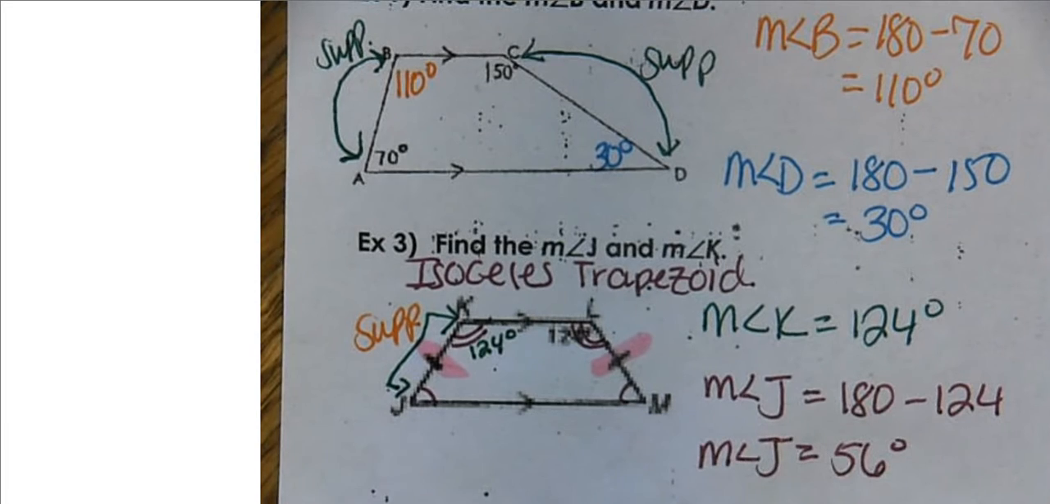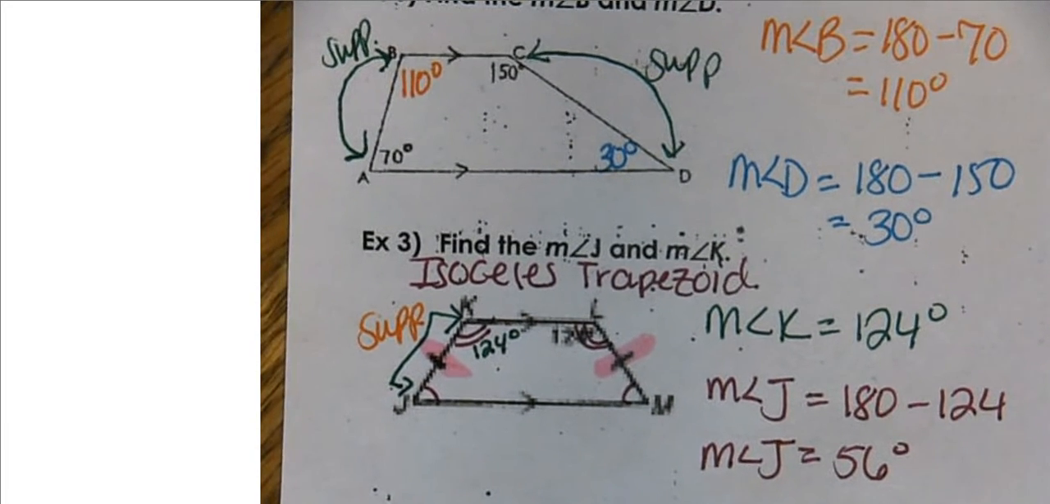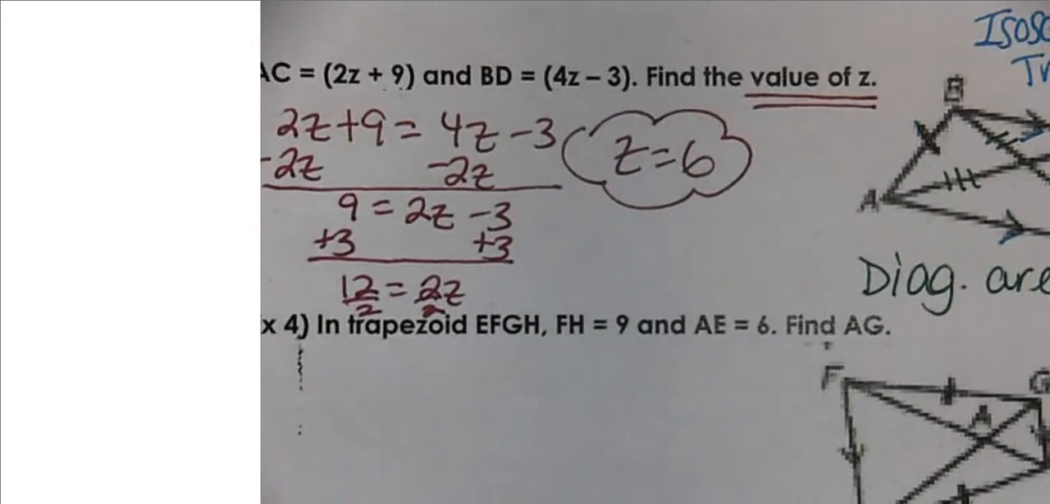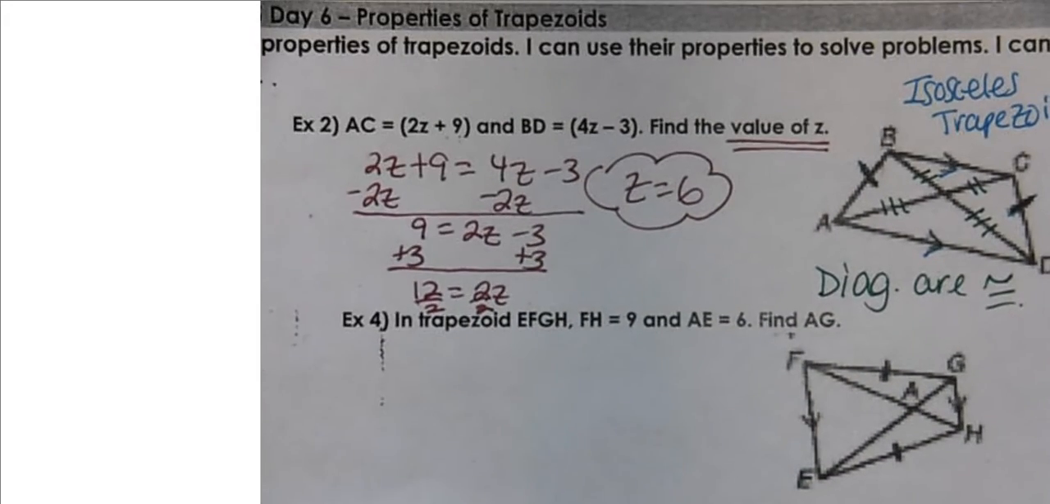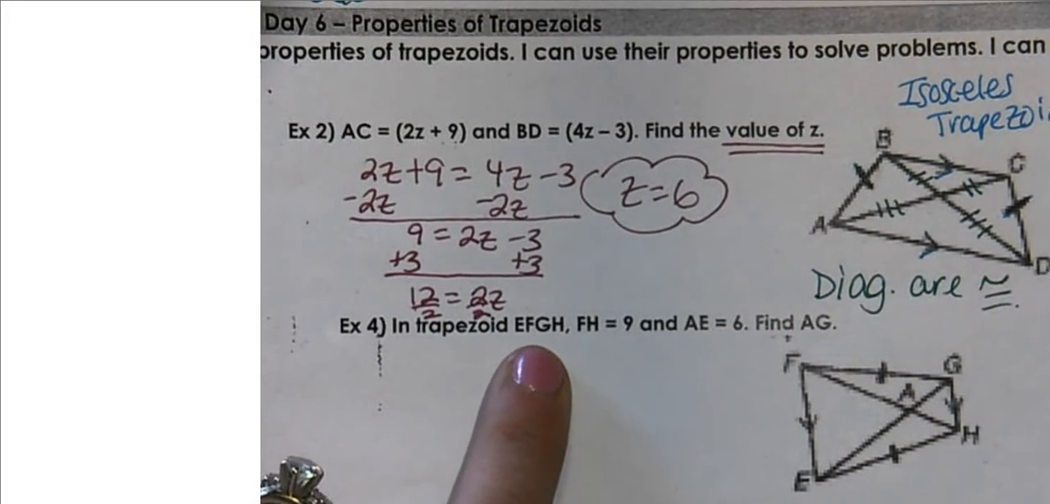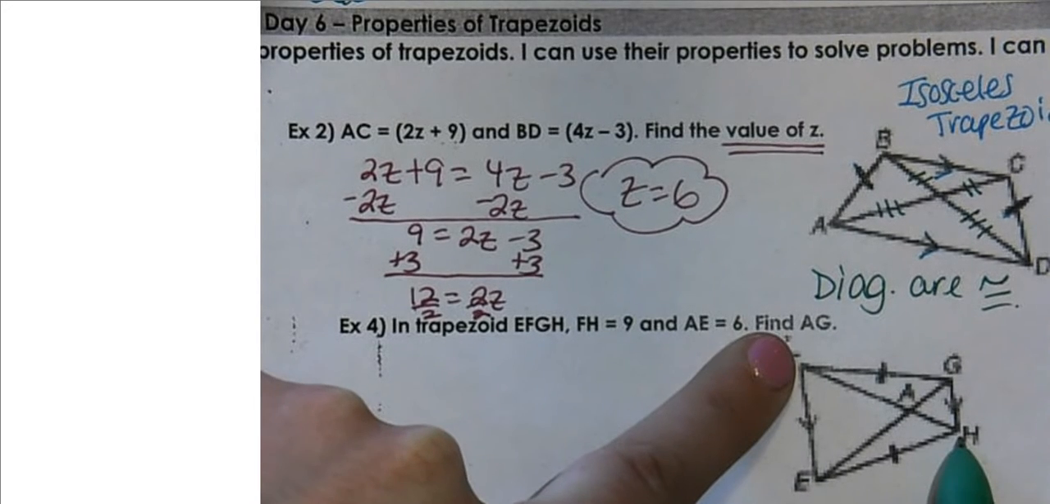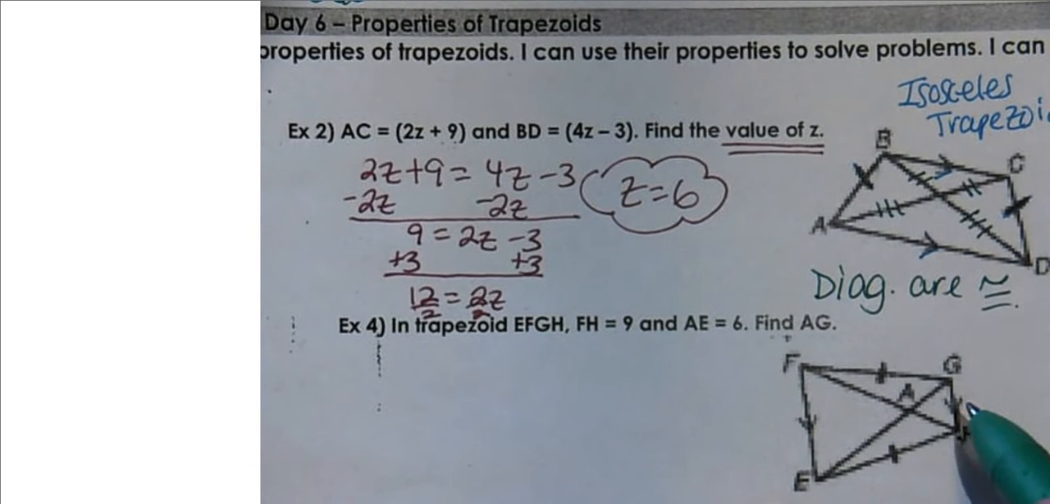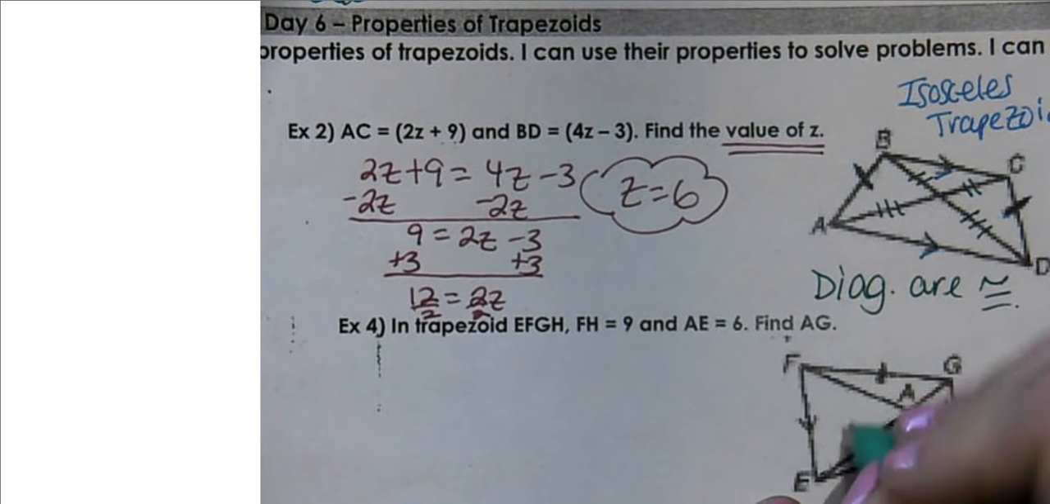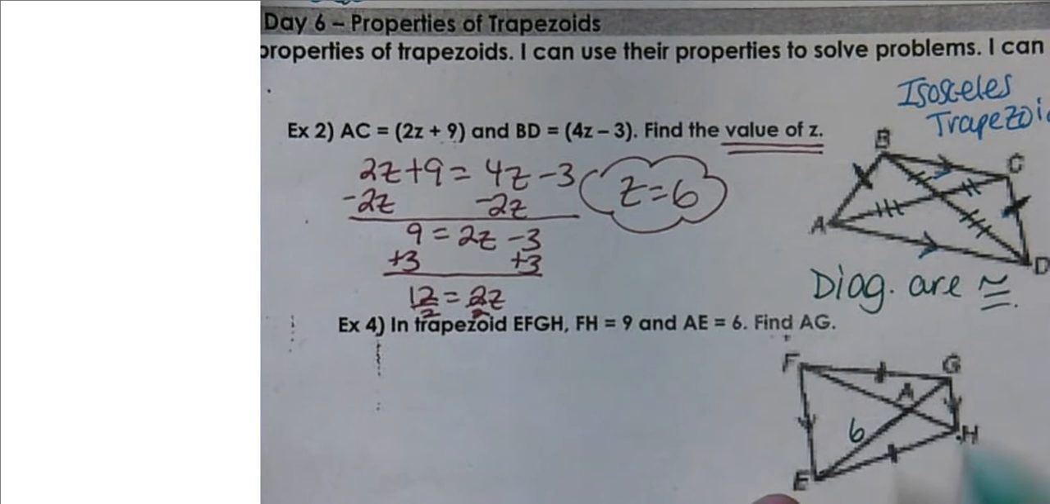And that is our answer. Let's go ahead and move on to example number 4. In example number 4, we are told trapezoid EFGH has FH equal to 9, and AE, just this length right here, is 6. We want to find AG.